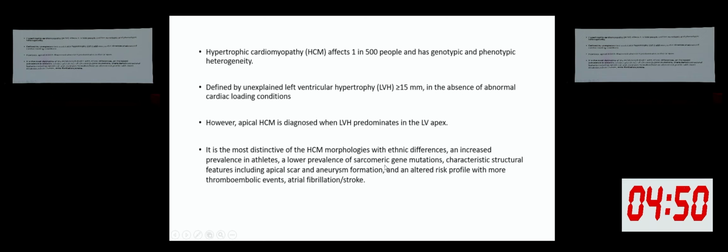It has low prevalence of sarcomeric gene mutations, which is the most common in HCM. It has characteristic structural features including apical scar and aneurysm formation, and it has a different risk profile with more thromboembolic events, atrial fibrillation, and stroke. And therefore, the diagnosis of apical HCM is important, and CMR is the best modality to see that.